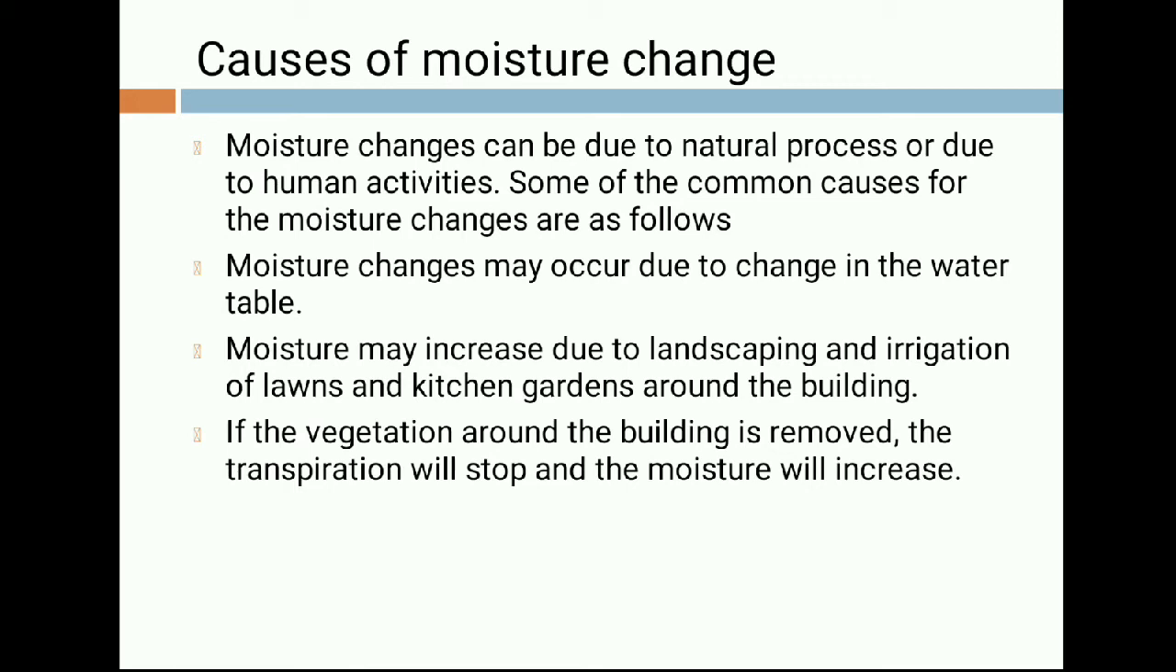Moisture may increase due to landscaping and irrigation of lawns and kitchen gardens around the building. Means if the surrounding is having more irrigation activities going on, or there are more kitchen gardens around, then the possibility of moisture change will be more. If the vegetation around the building is removed, that is, if the land cover is changed, the transpiration will stop and the moisture will increase.